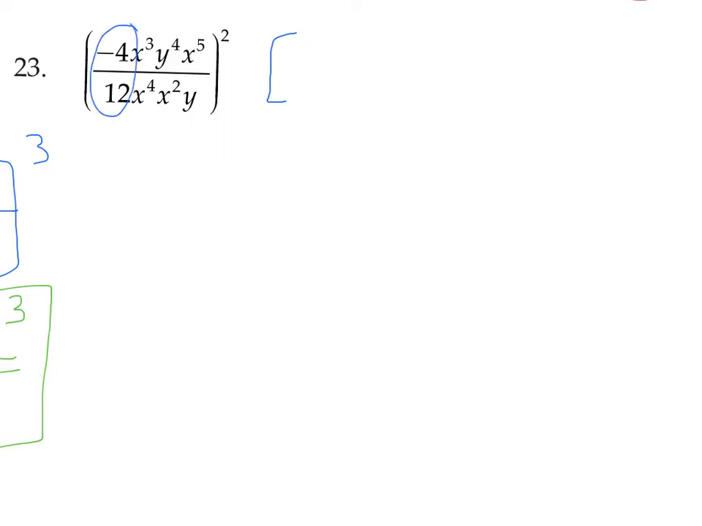Negative 4 divided by 12 does not make 3. It's a fraction because the top is smaller. So we're just going to reduce it. They're both divisible by 4. So we get negative 1/3. We could put these two x's together. It's multiply, so just add those exponents. You get x to the 8. We still have a y to the 4th up here.